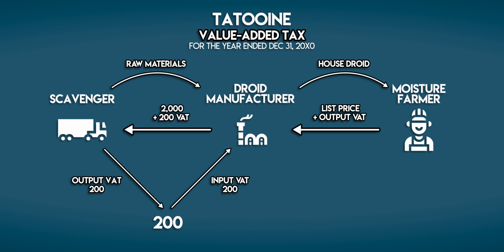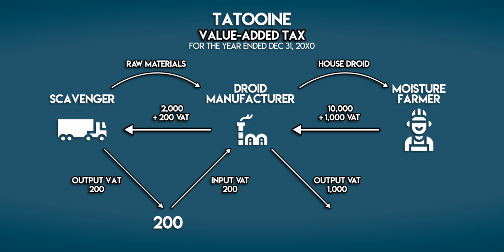Now stay with me. When the droid manufacturer builds the house droid, they add value in the production chain, which allows them to charge more money. The moisture farmer pays them the list price of 10,000 credits plus 10% VAT of 1,000 credits. The moisture farmer can't reclaim this as input VAT because they're the final consumer in the production chain. But from the droid manufacturer's point of view, this is output VAT and they owe it to the government.